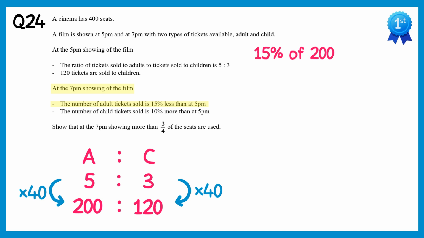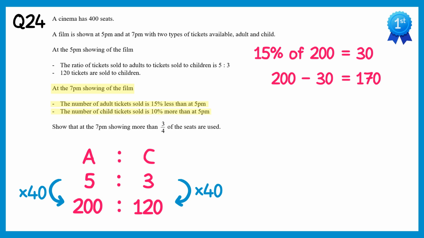To do this, we'll find 15% of 200. To do this, you can find 10%, which would be 20, and half of this to get 5%, which would be 10. So if 10% is 20 and 5% is 10, then 15% will be 20 plus 10, which is 30. So 15% is 30 tickets, but it was 15% less. Less than 200, so we do 200 take away 30, which is 170. So at the 7 PM showing, there are only 170 adult tickets. We're also told about the child tickets, this time it's 10% more than at 5 PM.